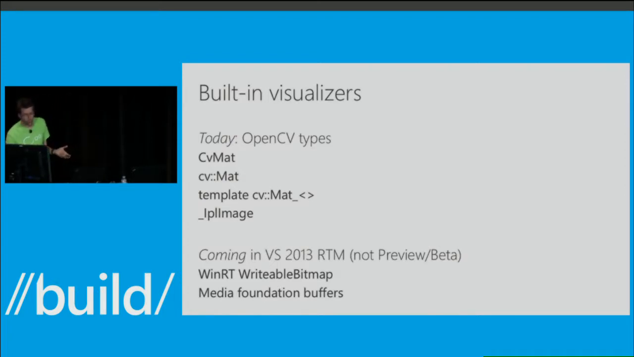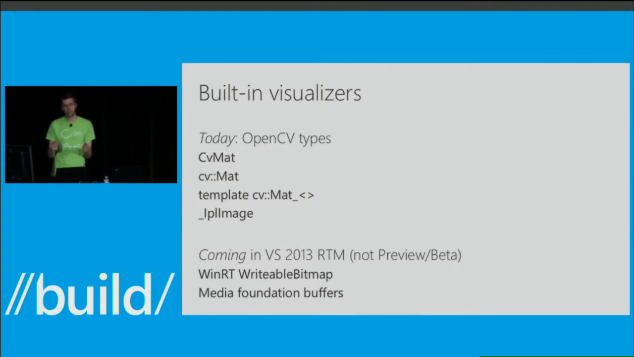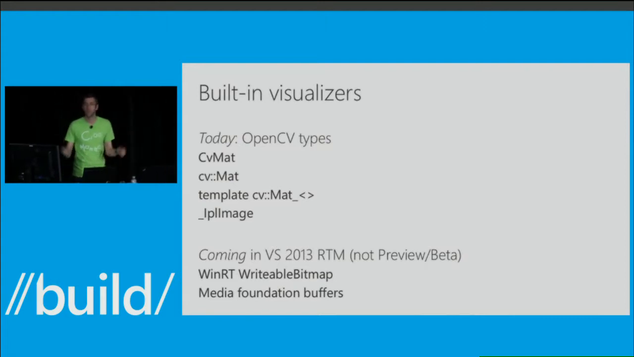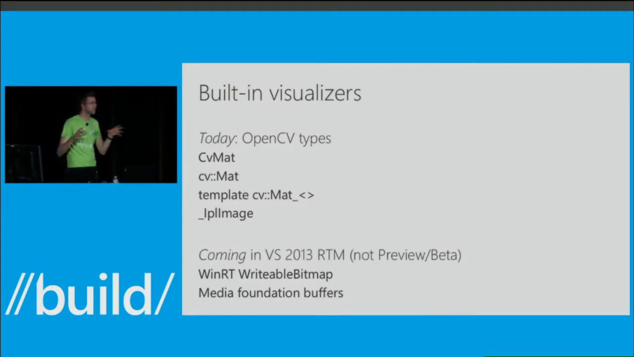And so we've also started to work with teams inside Microsoft to give you visualizers for ImageWatch for Microsoft image types. And so coming in Visual Studio 2013 RTM, which unfortunately is not the preview that you got here at Build, but it's a couple, I don't know when it's going to come out, we will have visualizers for writable bitmap in WinRT and also for the 2D media foundation buffer. So if you're working in that space, you can use ImageWatch and it will just work.